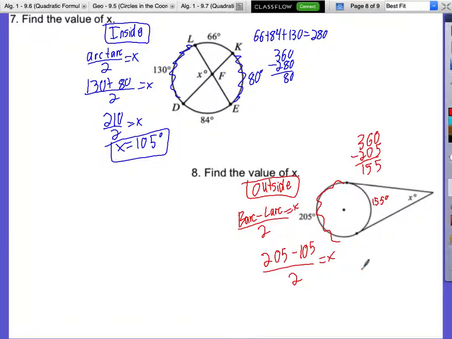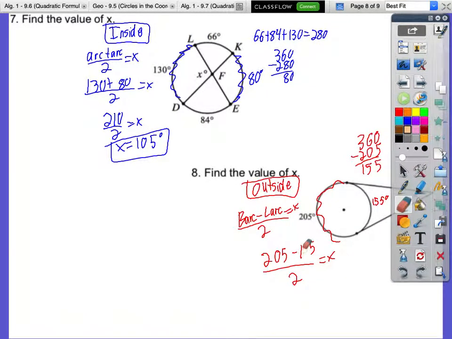Questions on that setup? Have you guys finished solving it? What's 205 minus 155? 50. What's 50 over 2? 25. Okay, question number 8. Don't forget, bark minus lark over 2 is the best, okay?